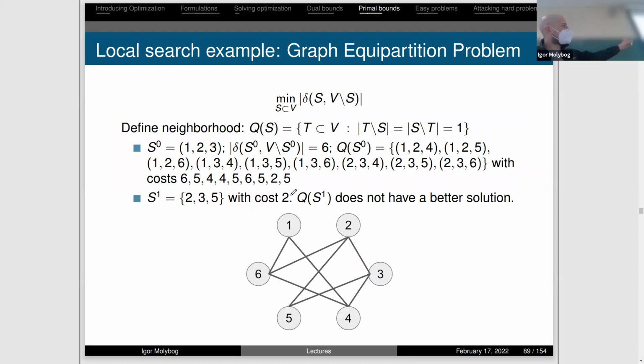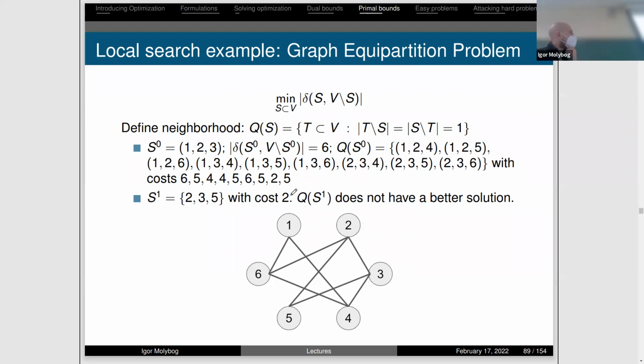We're defining the neighborhood. The neighborhood in our case is going to be Q of S. For each set of vertices, for example 1, 2, 6, Q of S is going to be a set of subsets of vertices such that the symmetrical difference between T and the original set S is equal to 1.